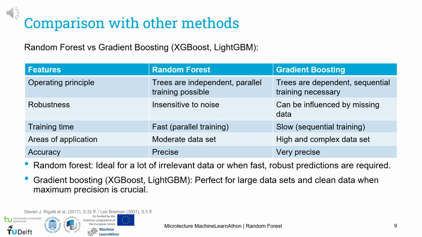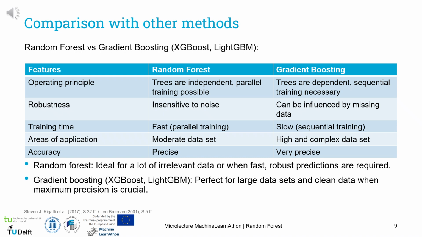Here is a comparison between the random forest and other methods, for example gradient boosting methods like XGBoost or LightGBM. The main difference is that with the random forest the trees are independent and you train them in parallel. With the gradient boosting methods the trees are dependent and you train them sequentially, which makes them more precise, by the way. In terms of robustness, the random forest is insensitive to noise, whereas the gradient boosting methods can be influenced by missing data.